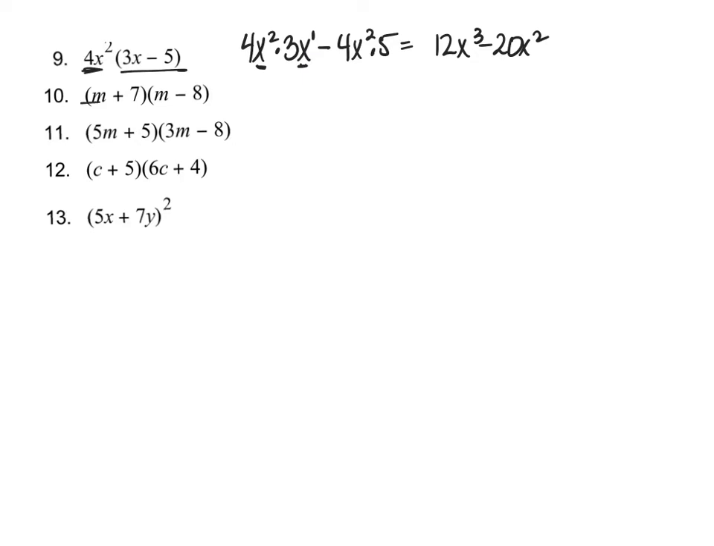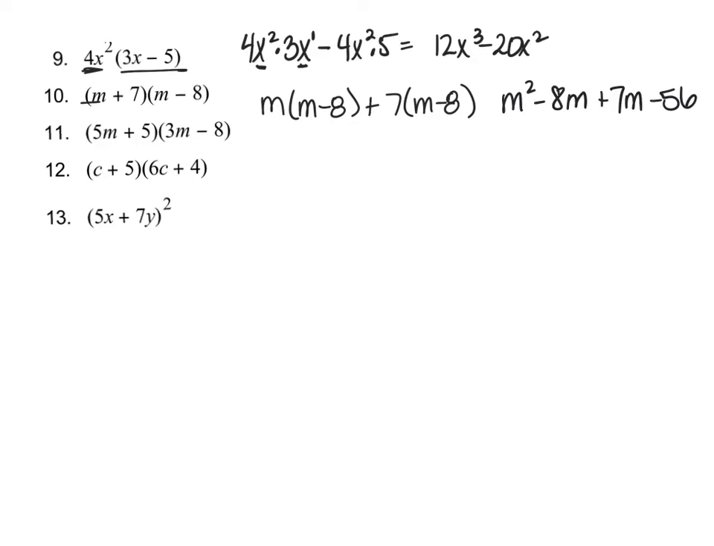With 10, we also have to use the distributive property, and there's a couple ways to do that. It could look like m times m minus 8 plus 7 times m minus 8, and we can distribute both of those. We get m squared minus 8m plus 7m minus 56. So what I did was multiply the m times the m, the m times the negative 8, the 7 times the m, and the 7 times the negative 8. You can use FOIL to do that as well, and then we combine our like terms. Negative 8m plus 7m is negative 1m, so m squared minus m minus 56.